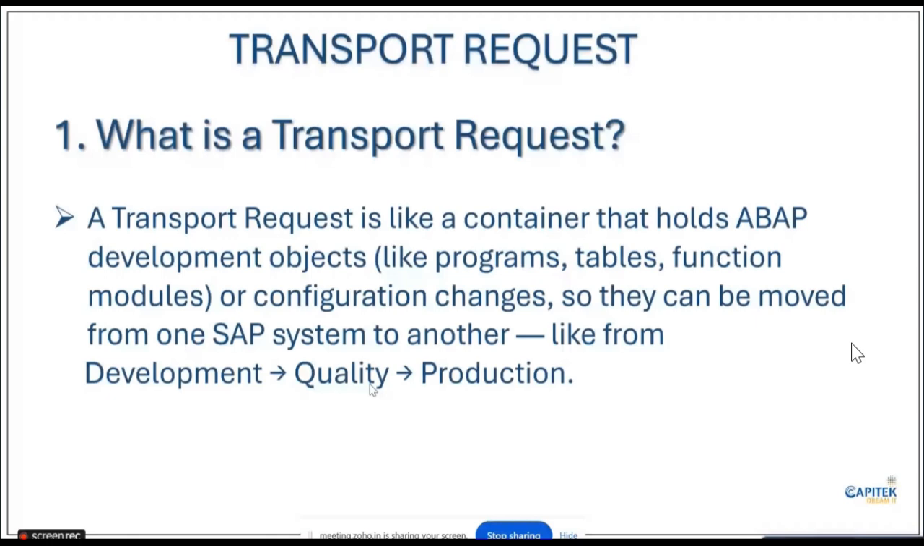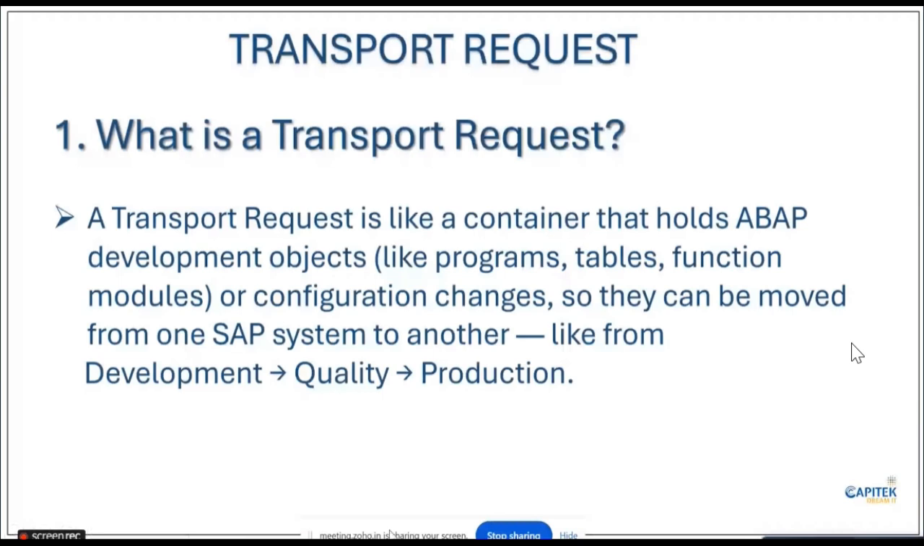That is one case. Sometimes we have to drop a mail to the basis team with your transport request number, saying, hi basis team, this is the transport request number, please move this to quality. You will mention the source system and the target system into which it has to move. Likewise, you will move the objects from development to quality.